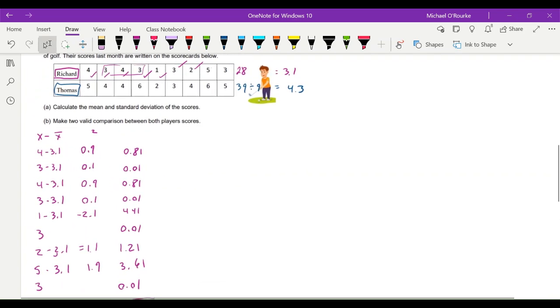Now, if you want to, feel free to go ahead and pause the video here, do Thomas, and then fast forward to figure out if you got the same number as I did. Okay? Or you can do it at the same time, or watch the answer. Watch it come about here. So 4.3 is my mean here.